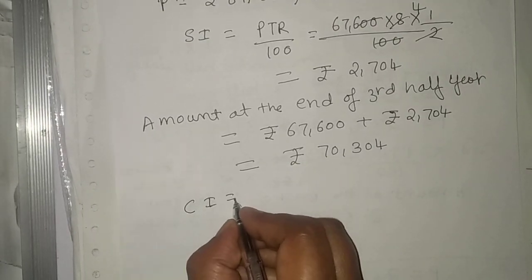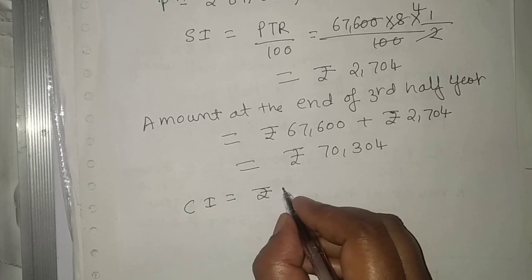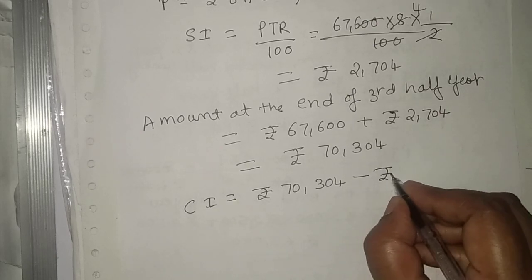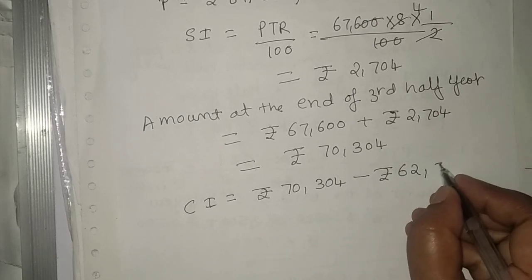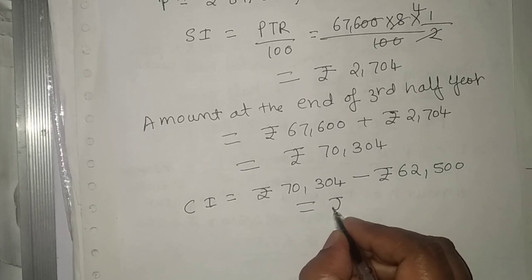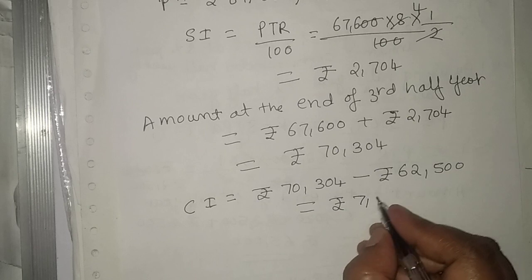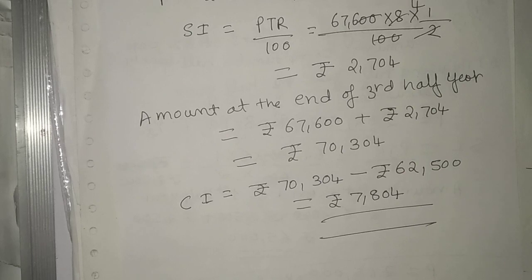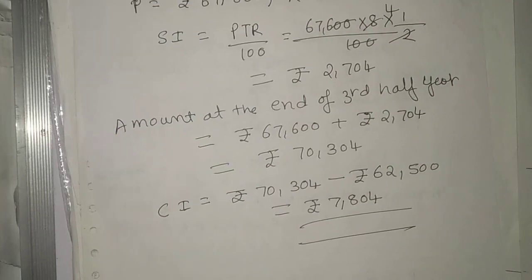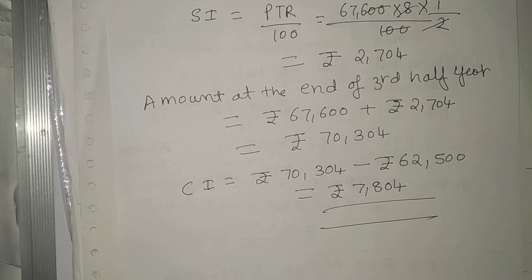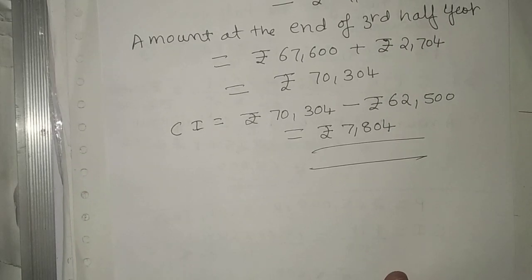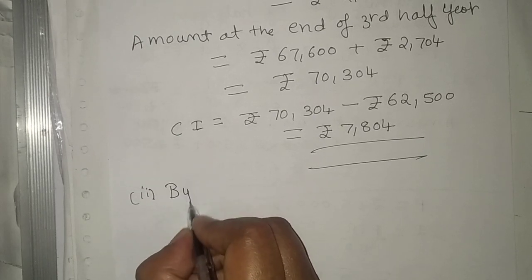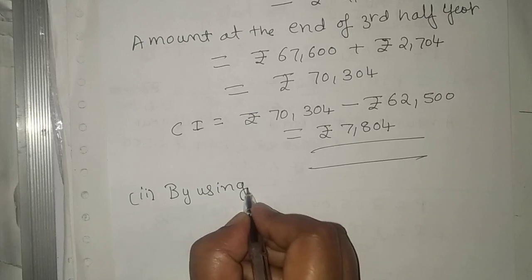Finally, the compound interest is equal to rupees 70,304 minus the main principal given, 62,500. The answer will be rupees 7,804. So this is the final result. Now the second method, I'll write here, is by using the compound interest formula.